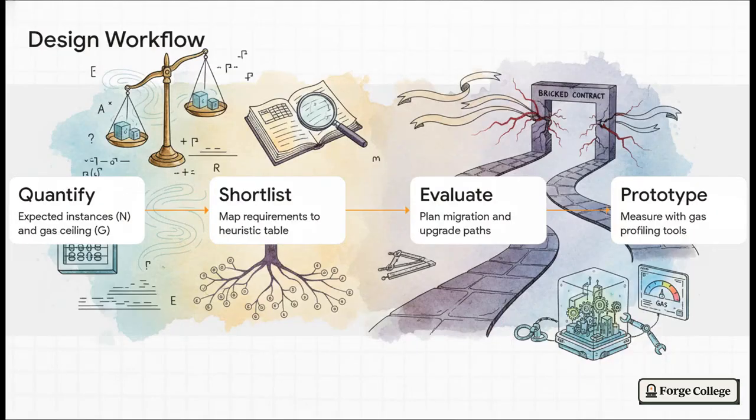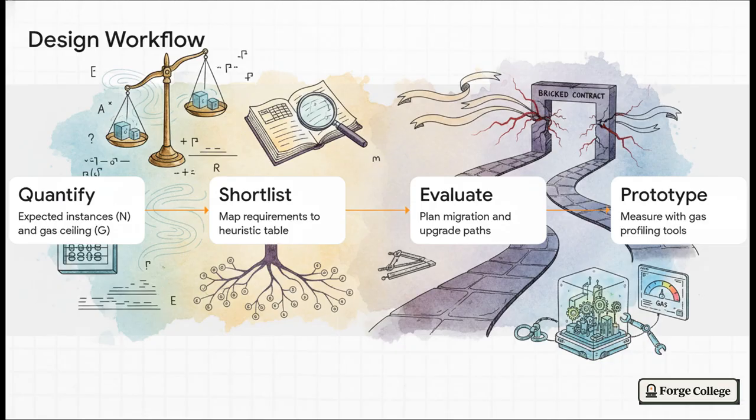Here is your master 4-step workflow that you can take straight to the blockchain. Step 1, quantify your constraints. Don't guess here. Write down N, your expected number of instances, and G, your per-call gas ceiling. Step 2, take those real numbers and shortlist your patterns using the heuristic table we talked about earlier. Step 3, evaluate your migration paths.